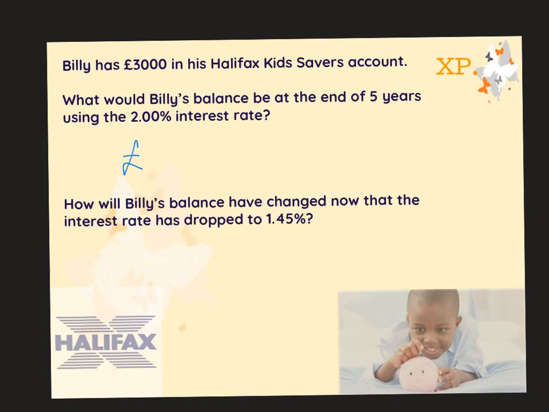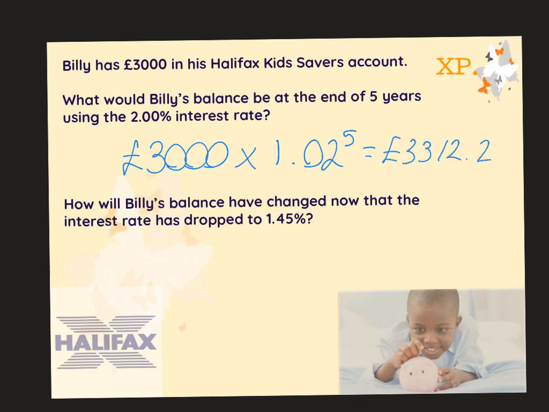So again, using the method that you've been doing for repeated percentages, making sure we're as efficient as we can be, it's 3,000 multiplied by 1.02 to the power of 5, and you would get £3,312.24. How will Billy's balance have changed now that the interest rate has dropped to 1.45%?